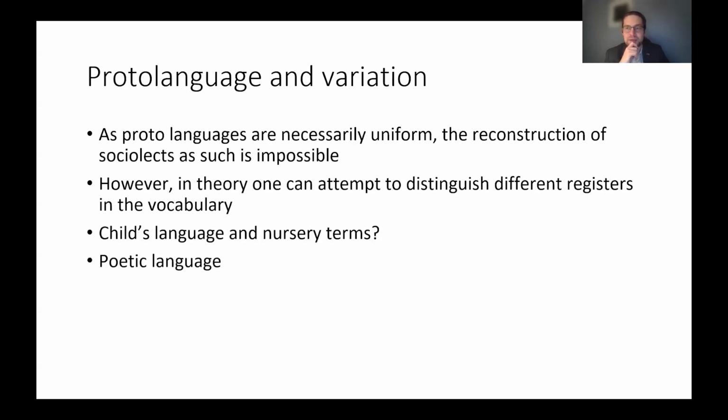But obviously, not all variation is like this. This was chronological variation and then areal variation, so dialects, which is a very typical thing that languages have. But one also often has different registers, so social variation, and theoretically one can attempt to distinguish different registers in the vocabulary of a reconstructed proto-language. For example, it's sometimes assumed that some words belong to child's language, so they are nursery terms, which would be one register, and then there have been attempts to reconstruct, for example, the Proto-Indo-European poetic language, which also would be one specific register.